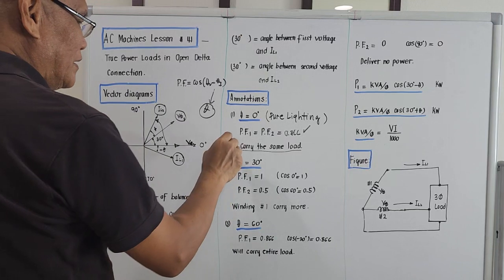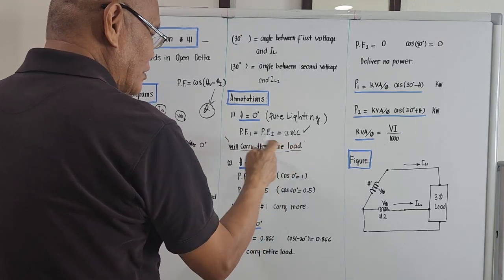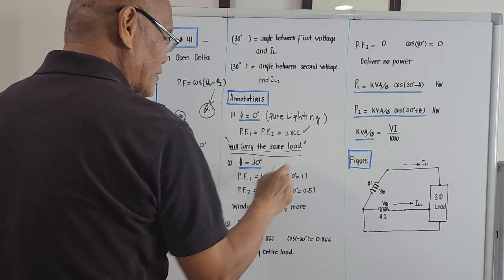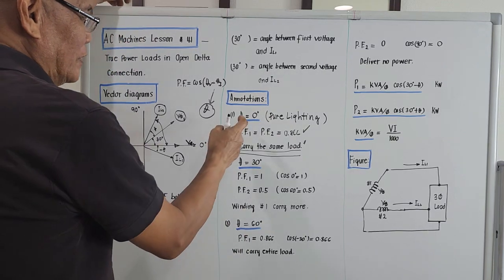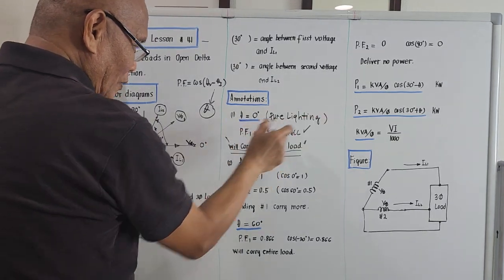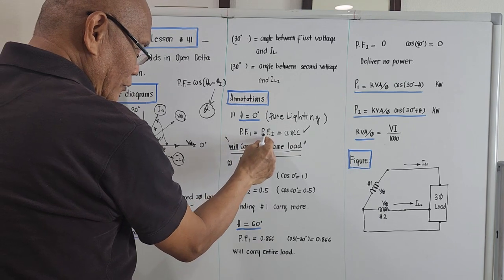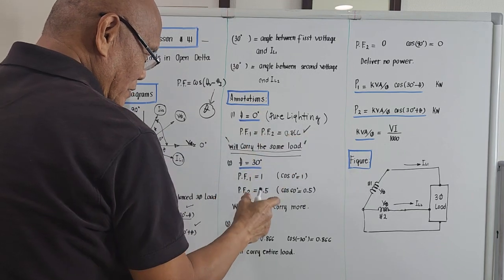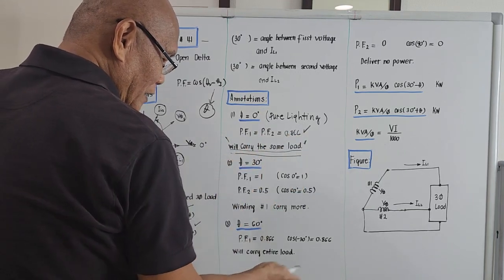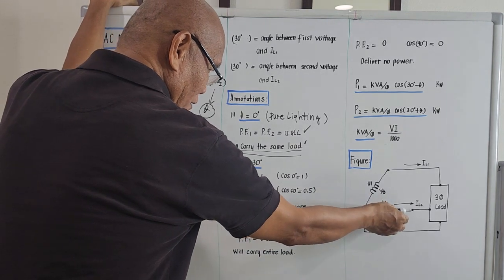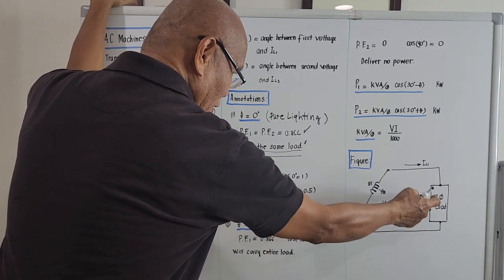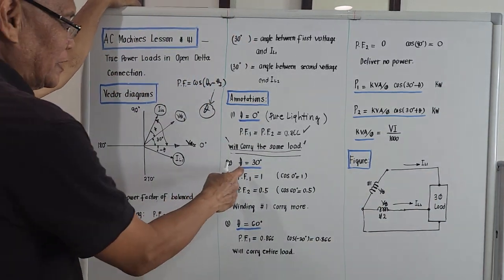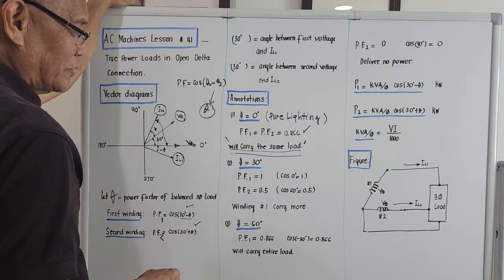Since the power factors are the same, they will carry the same load. When theta is 0, it's a pure lighting load. Power factor number 1 will be equal to power factor number 2, and this should be equal to 0.866. When this occurs, they will carry the same load, meaning the load carried by this winding here is the same as the load carried by this one when the load is a pure lighting load. Number 2, when theta is 30 degrees, meaning the power factor angle is 30 degrees, right?